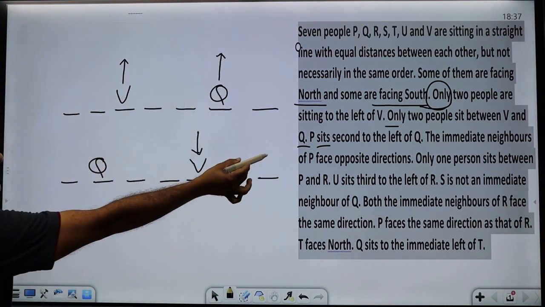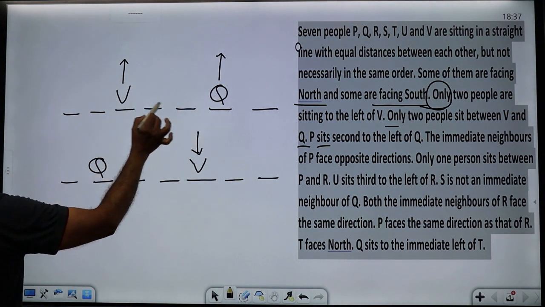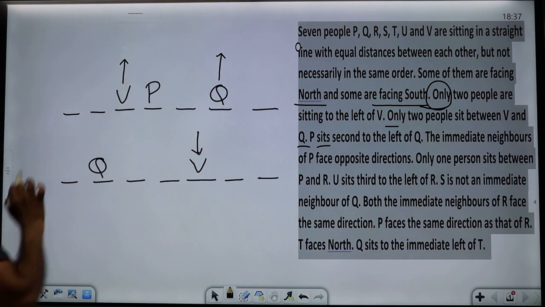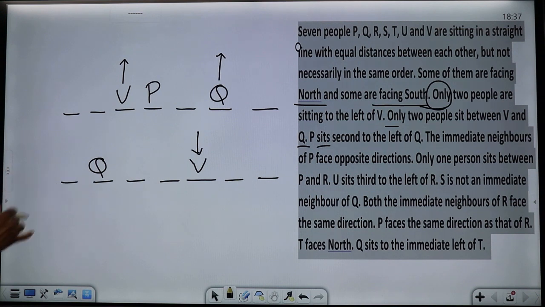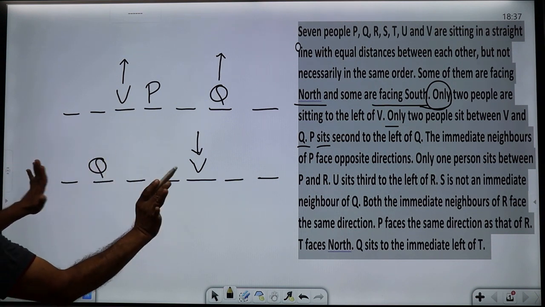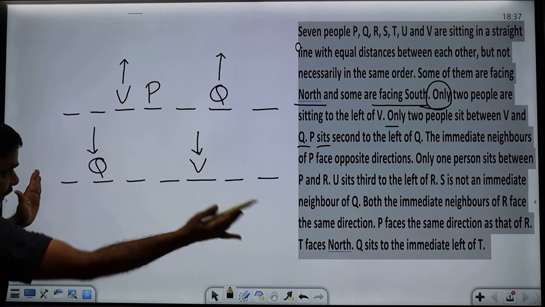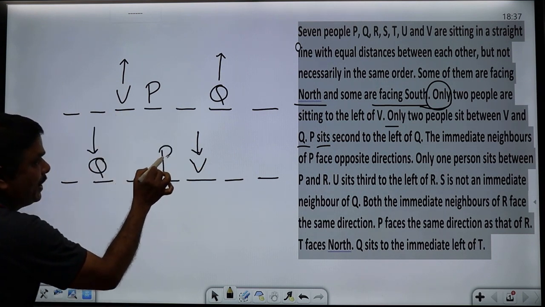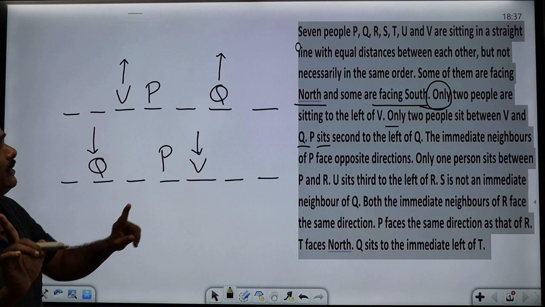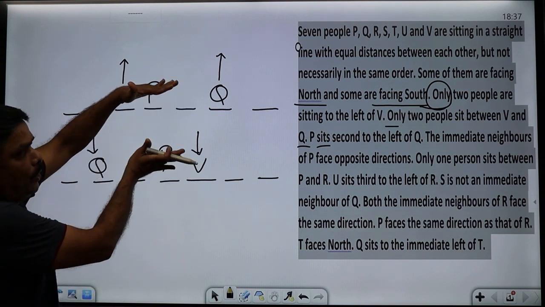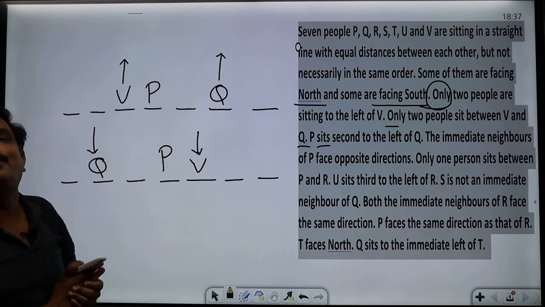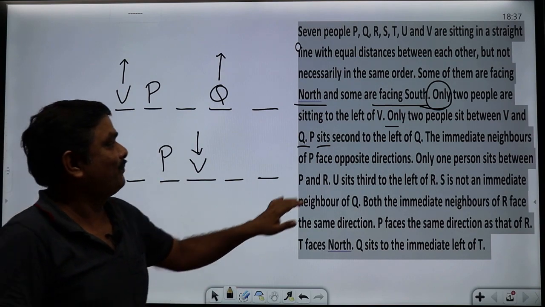Now here, P sits second to the left of Q. First, second, it must be P. Okay, even here you see P sits second to the left of Q. Q must face south. Only then this is the left side. First, second, it must be P. Hope you are following this one. See students, till now I am not able to eliminate any one of these two possibilities there. Now go for the next information here.